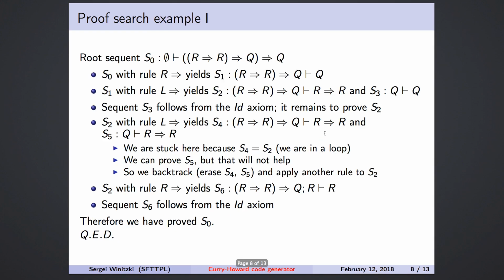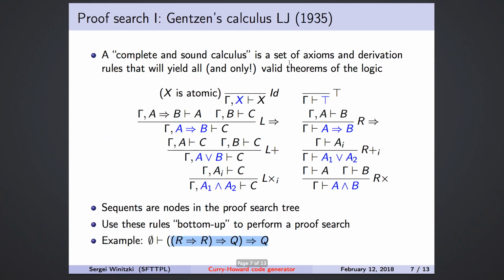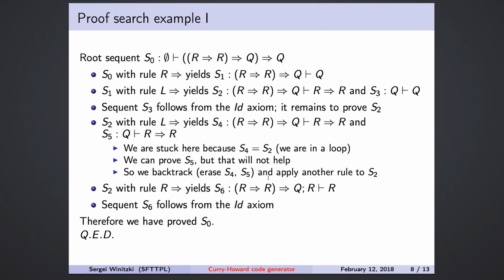So here's a proof. We take the first sequent, which is this sequent, and we apply the rule right implication. So right implication means now we have to prove this gamma comma A goes to B. What is A and B? Well, A is this R to R to Q, and B is Q. So then we have the sequence R to R to Q, goes to Q. And so now we look at sequence S1. So what rules apply to it?